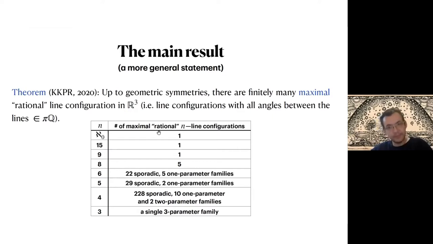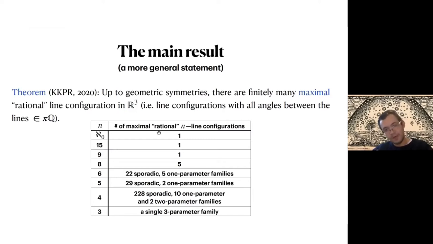So if we have three lines, then we have a single three-parameter family, which is in a way trivial to handle, because it will be just, if you have a two-dimensional sphere and you put a triangle on it, whose side lengths are rational multiples of pi, and then you make lines through the origin and the vertices of this triangle, you exactly have this family. The more interesting things happen when n starts growing. Well, for n equals 4, you have quite a bit of families. You have 228 sporadic ones, 10 one-parameter families, and two-parameter families. I'm not listing them here. You can find it in our preprint on the arXiv. But it's already a long list.